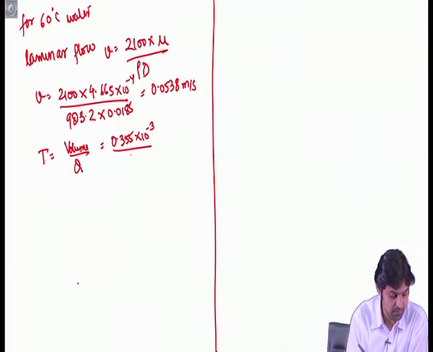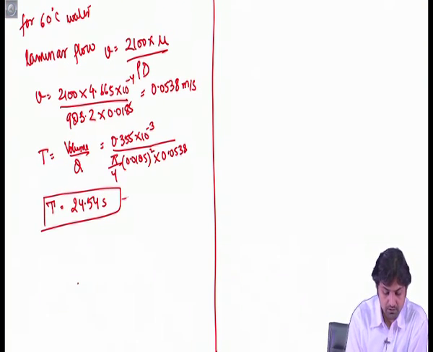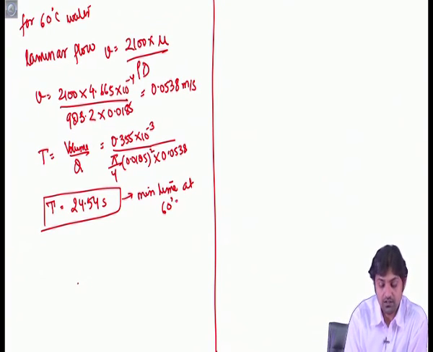Therefore time required would be volume by Q, and this is 0.355 into 10 to the power minus 3 divided by pi by 4, 0.0185 whole square, divided by 0.0538. So the time required in this case comes to be 24.54 seconds. So this is the minimum time at 60 degree centigrade.